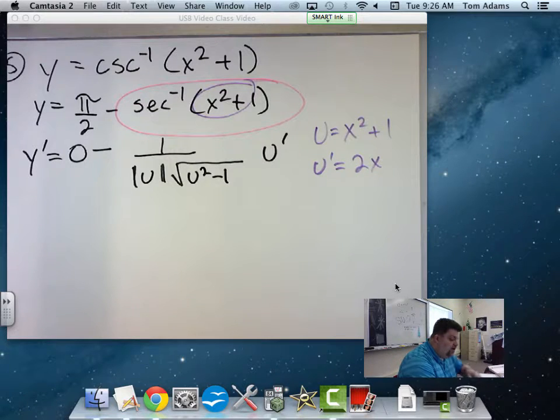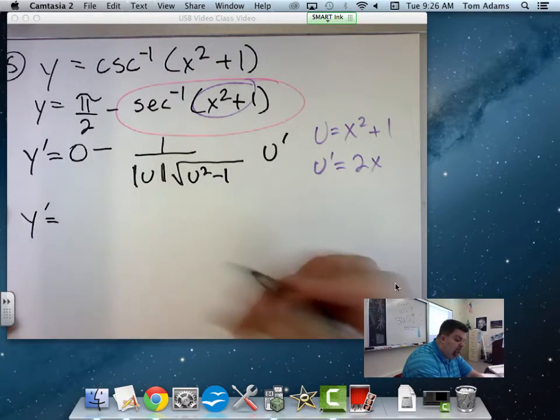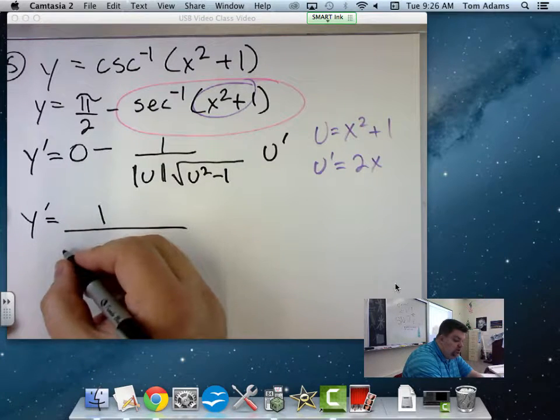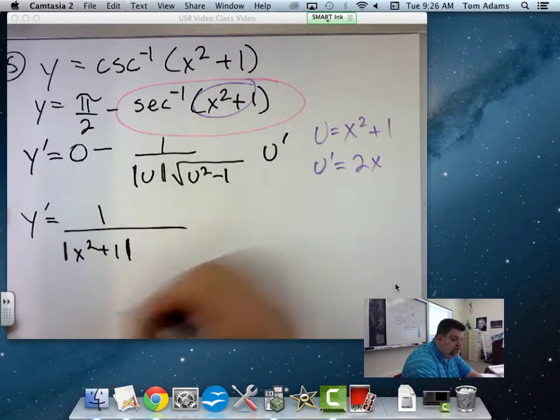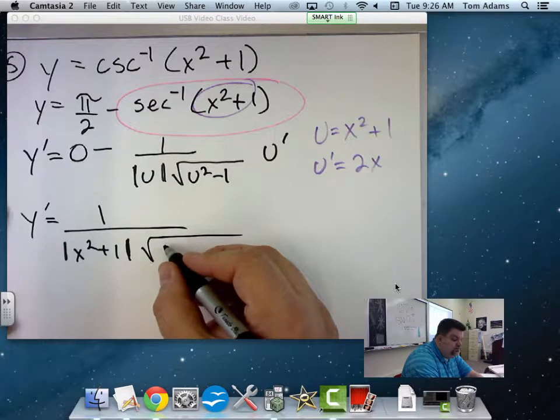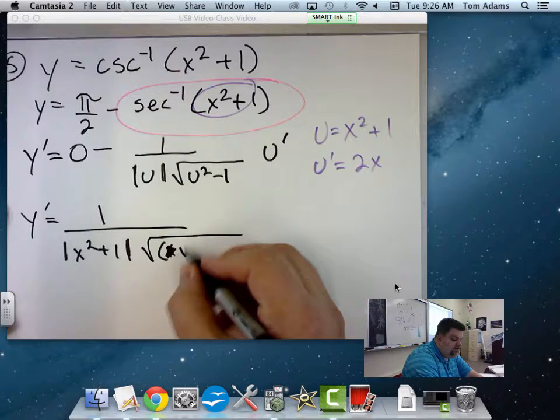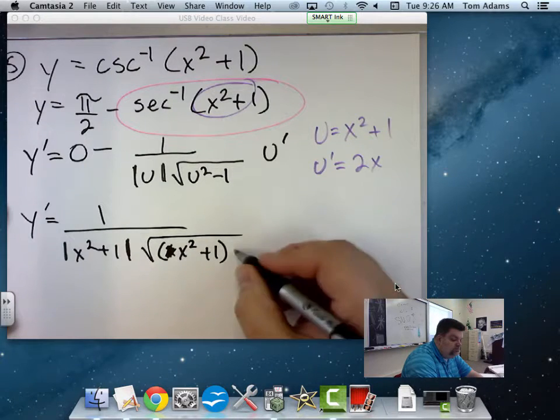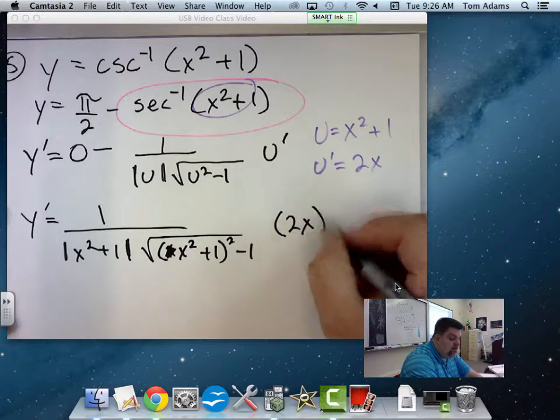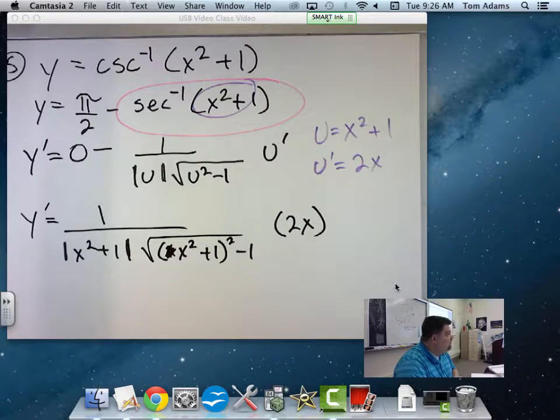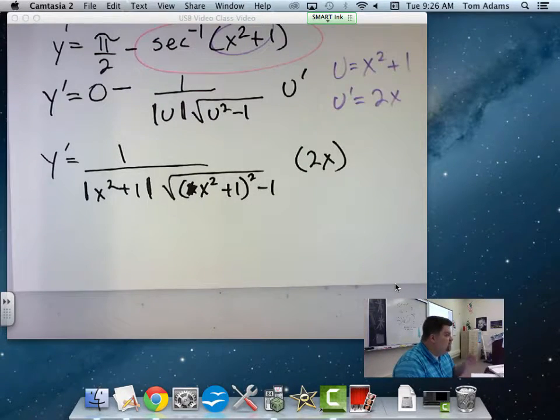All right. So then y prime will be equal to 1 over the absolute value of x squared plus 1 times the square root of the quantity x squared plus 1, squared, minus 1, times the quantity 2x. And this is a little bit different than the solution in the solution manual. They skipped a bunch of steps and I didn't like it, so we'll try it a little different, okay? It'll work out to be the same when we're done.